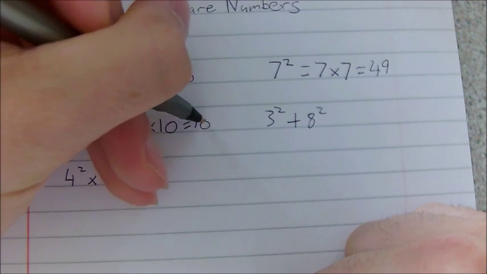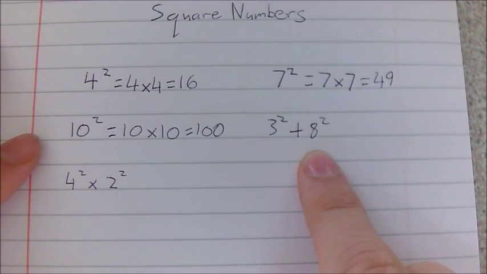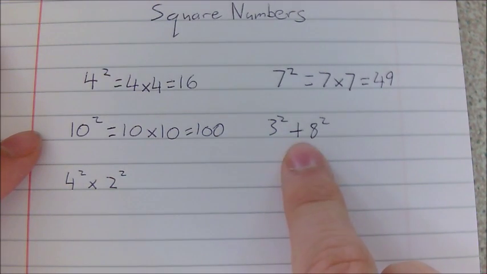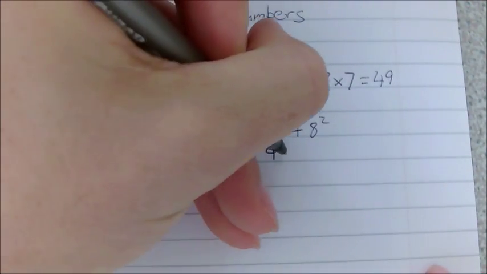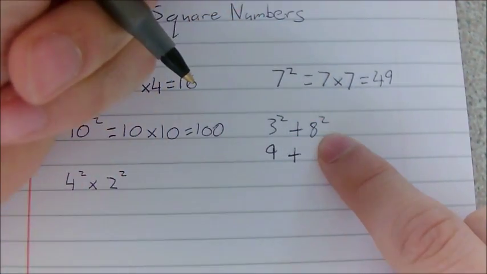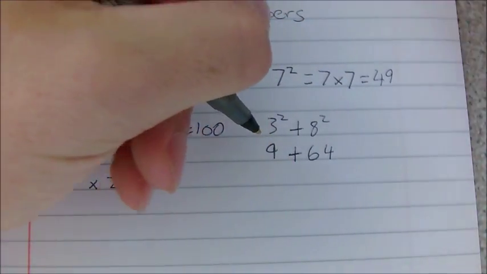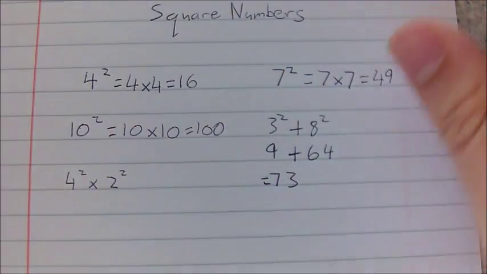which is 100. And in this question you've got 3 squared plus 8 squared, and it's as simple as you work out what 3 squared is, you work out what 8 squared is, and you add it together. So 3 squared is 3 times 3, which is 9, plus 8 times 8, which is 64. 9 plus 64 is 73. So the answer is 73.